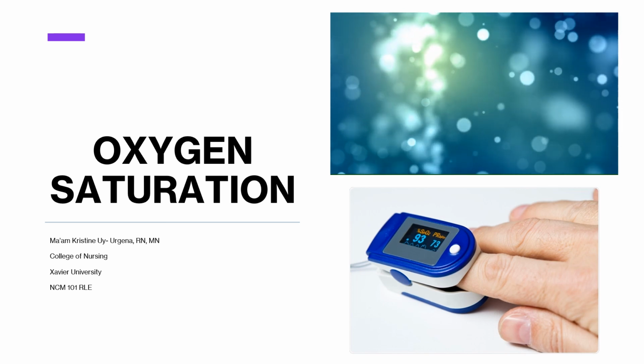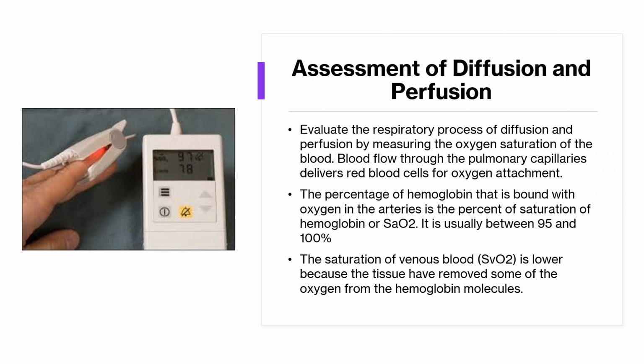So let's begin. When we assess the diffusion and perfusion of our respiration, we evaluate the respiratory process of diffusion and perfusion by measuring the oxygen saturation of the blood. Blood flow through the pulmonary capillaries delivers red blood cells for oxygen attachment.